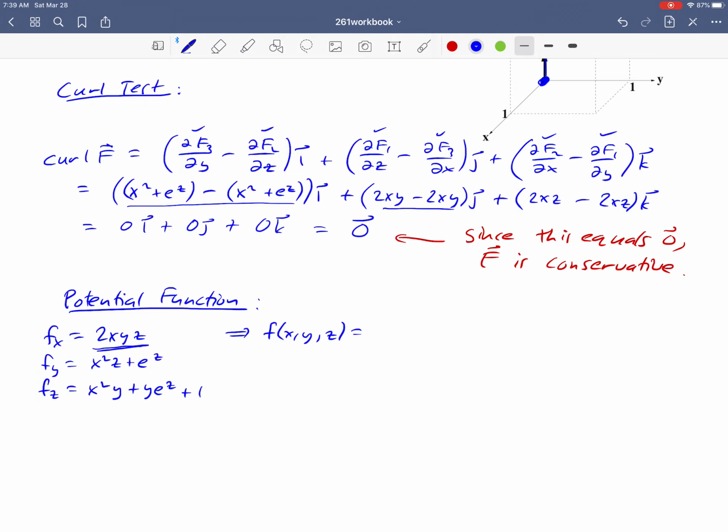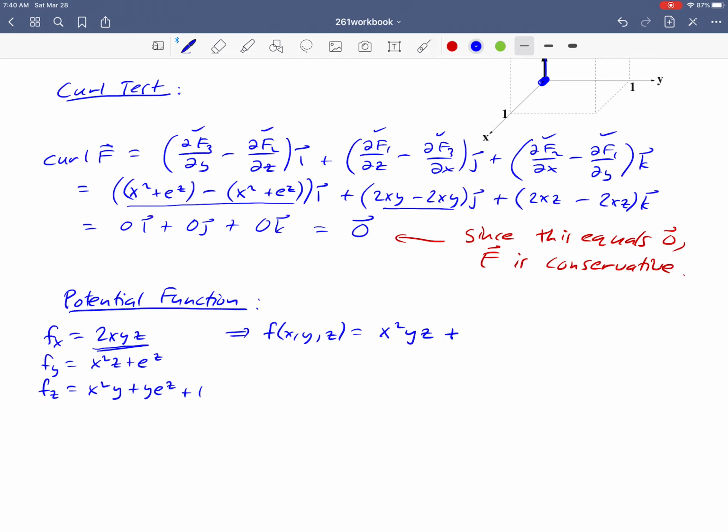Okay, so to get f of x, y, z, we need to integrate 2xyz with respect to x, okay, which means that x is going to be our variable and y and z are going to be constants. If you think about that, that means that the 2x that you see is going to integrate to x squared, and the y and the z are just going to come along for the ride. Okay, so our antiderivative looks like x squared yz plus a constant.